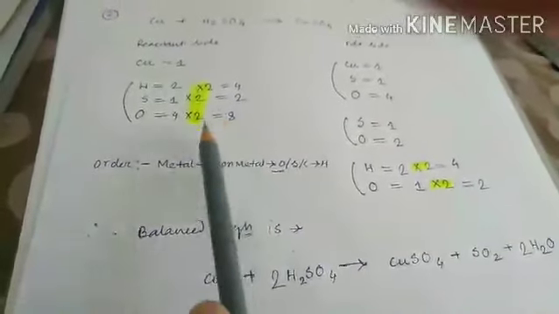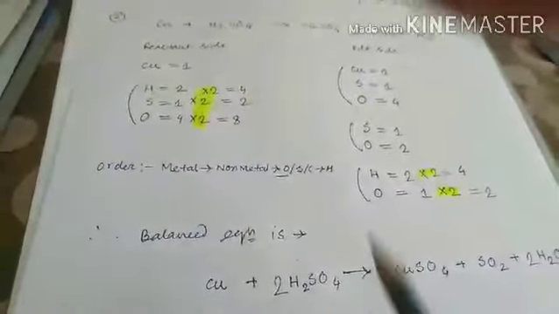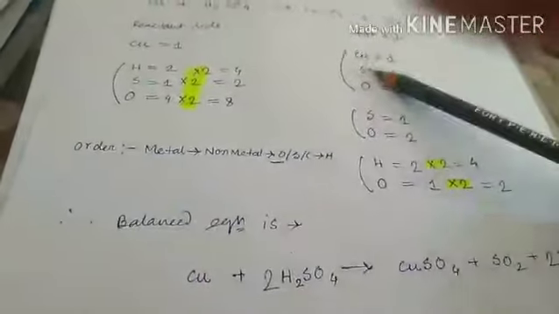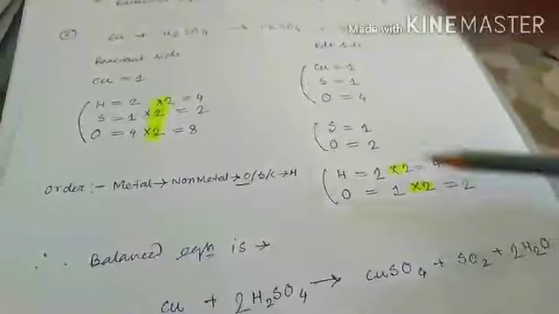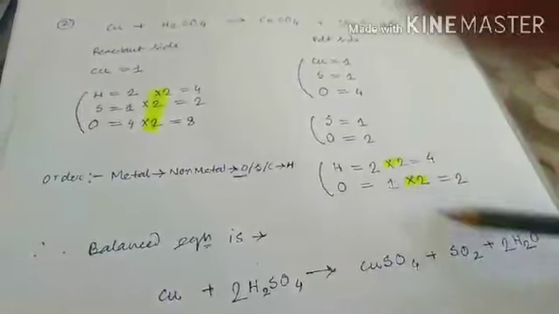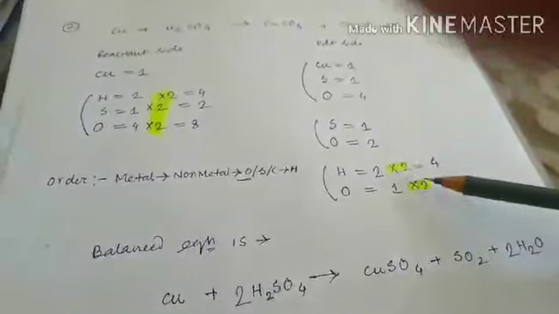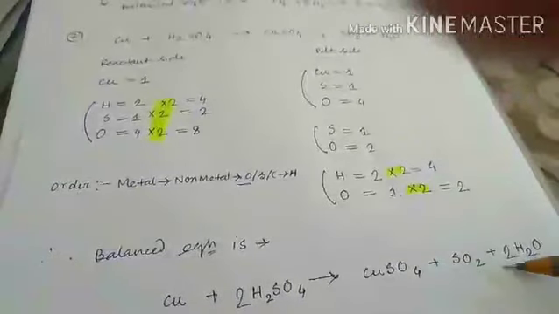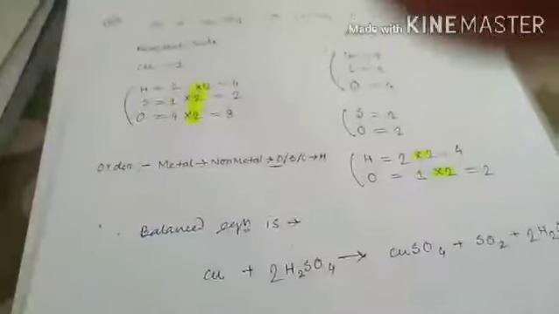So the balanced equation is Cu plus 2 H2SO4, this 2 comes from here, where we multiplied the whole H2SO4 by 2. Then arrow CuSO4, because CuSO4 is not multiplied with any number, so CuSO4 remains the same. SO2 is also the same because it is not multiplied with any number. But in case of water, there is plus 2 H2O, because the whole H2O molecule is multiplied with 2, so this 2 comes from here. Okay, I hope you understood this very well.